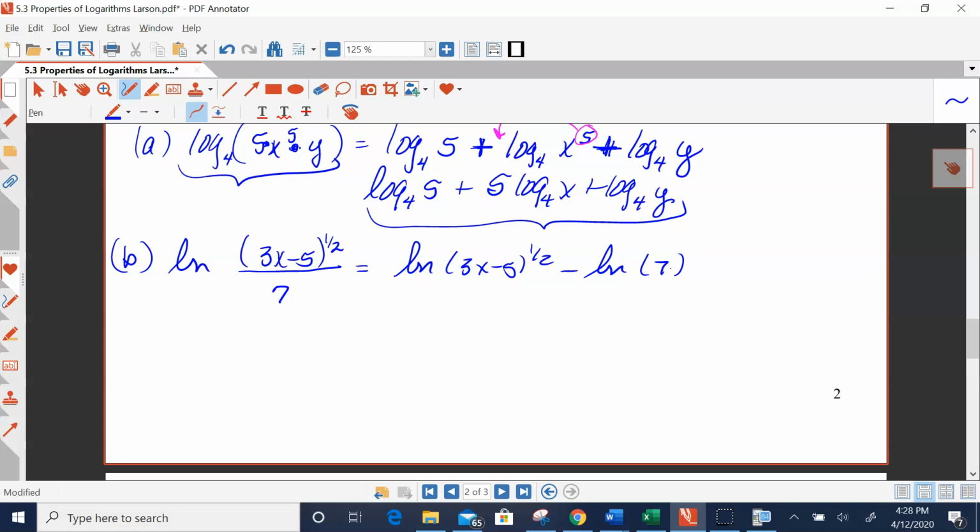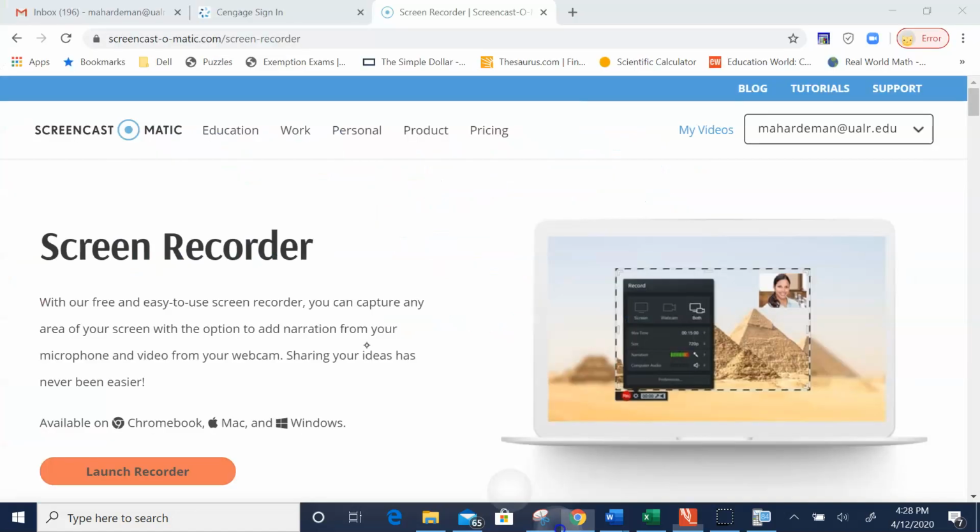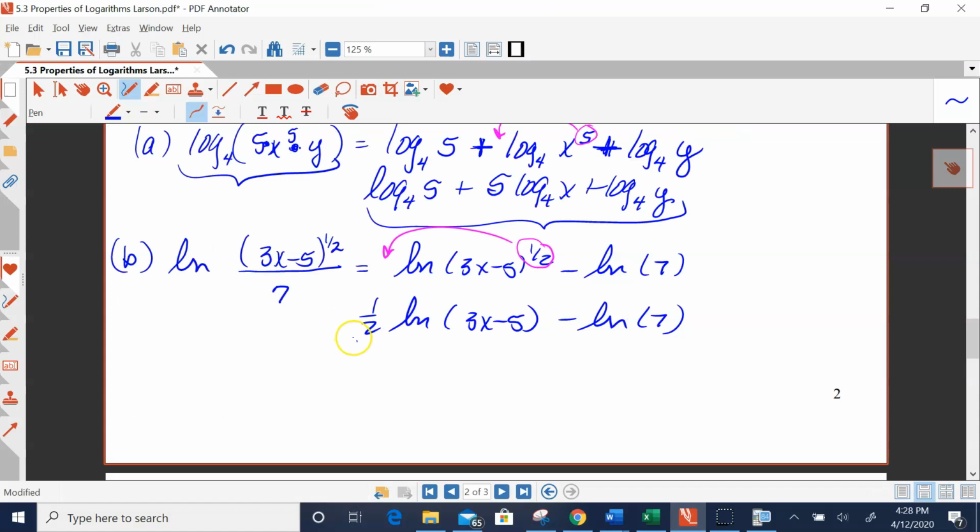Then I'll look over and see, are there any exponents that I could bring in front? And I do notice that I have this exponent of 1/2 that I could drop in front of that logarithm. That would give me a 1/2 ln of 3x minus 5, then minus the ln 7, and there's nothing else I can do with that. I've split this up as much as I could. So always look to see if there's any leftover exponents you can bring in front or any multiplications or divisions you can split up.